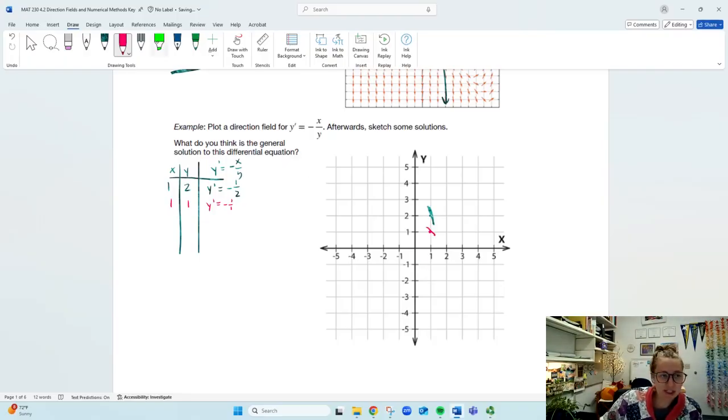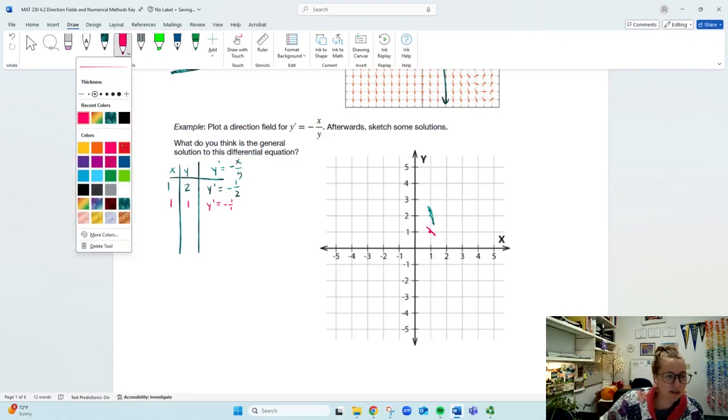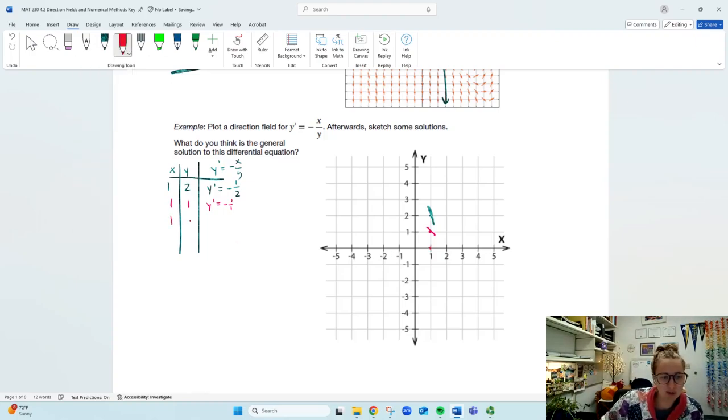And if I start filling this in for some more values, let's see what I get over here when I plug in 1, 0. So I'd have y prime is equal to -1 over 0. Uh-oh, does not exist, which means that it's actually going to be straight up and down. Our slope does not actually exist there. If I continue plugging this in, I'm going to get something that looks like this.